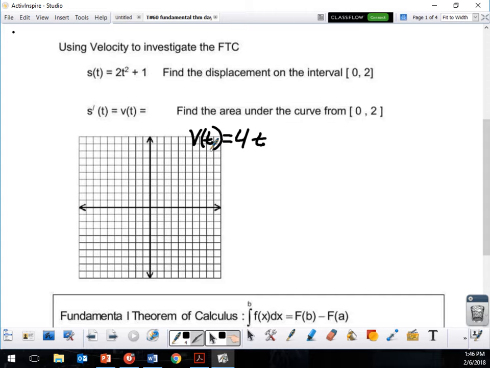So now we're going to take the velocity. To find the displacement, it would be the integral from 0 to 2 of my velocity, which is 4t, and it's going to take the integration according to which variable? t. dt. Okay, so now let's go ahead and do that. What do we get?